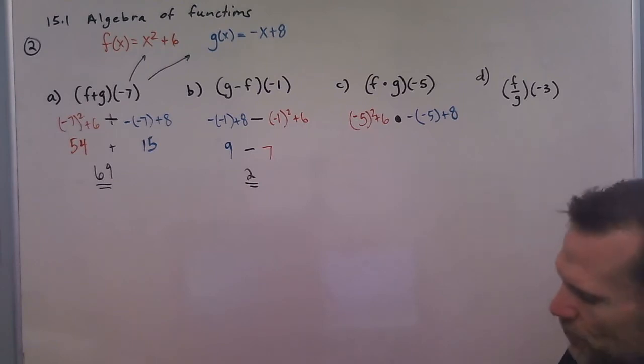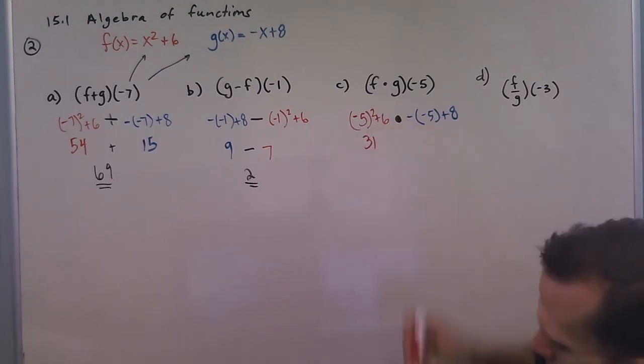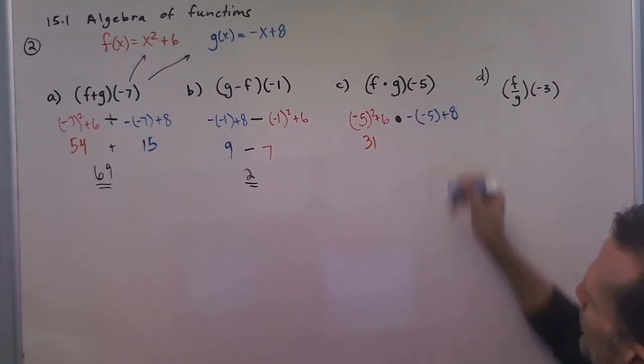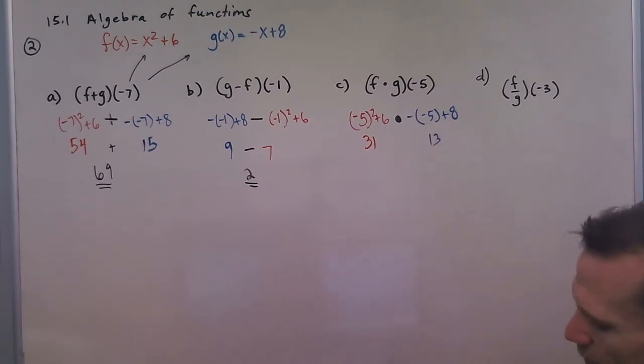We get 31 and 13. And 31 times 13, you can multiply that longhand or on your calculator or in your head. We get 403.